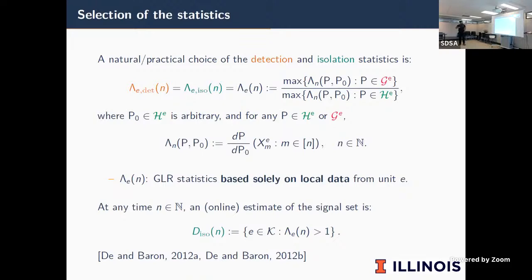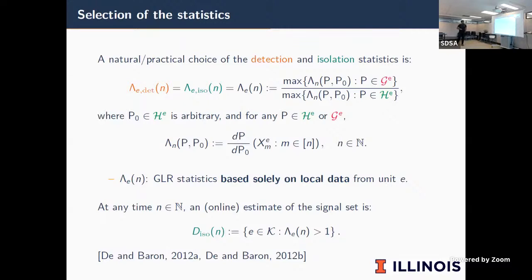Now, I did not tell you how I select the statistics so far. A natural and practical choice of detection and isolation statistics is to consider the local data observed from every unit. That means lambda E det, lambda E iso. I call it lambda E, which is the GLR statistic. The numerator is giving me evidence towards a signal, and the denominator is giving me evidence towards a non-signal. So this is the detection and isolation statistic if we consider only data from the unit itself. As I said, GLR statistics based solely on local data from unit E.